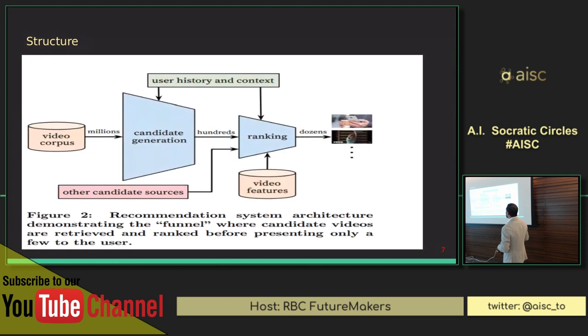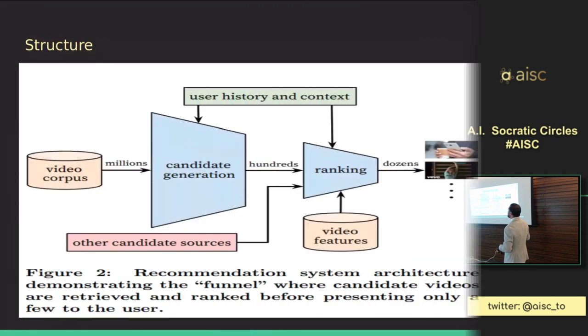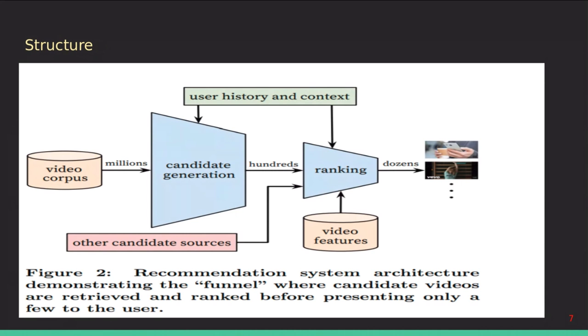So this is the overall structure. We have millions of videos in the video corpus. It goes through candidate generation, which uses the user history and narrows it down to hundreds, and then it passes through the ranking model. Again, it uses the user history and the context. Context is basically the user's watch history, the data of the user and the video, and the interaction between them. Using the video features too, it only recommends dozens. So this model narrows down from millions to dozens with higher recall and precision. That's fascinating, to be honest.